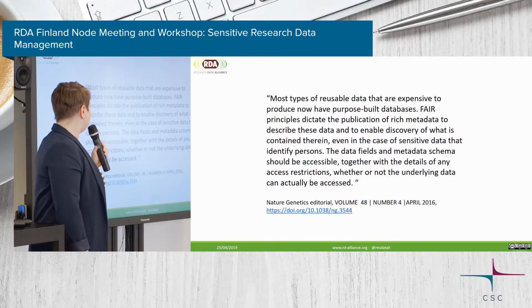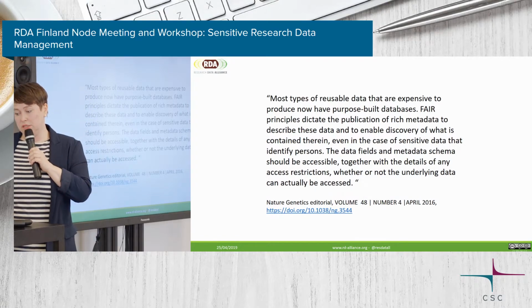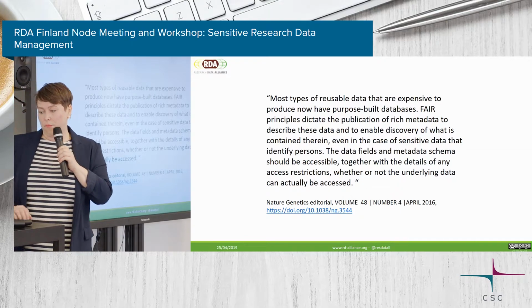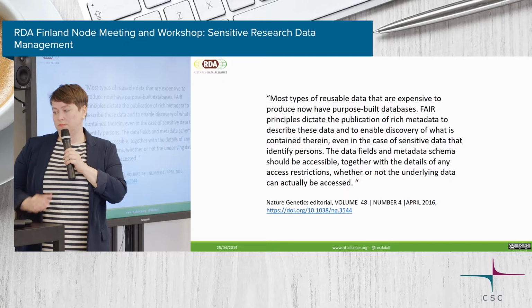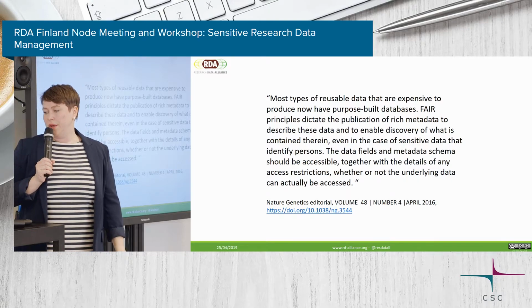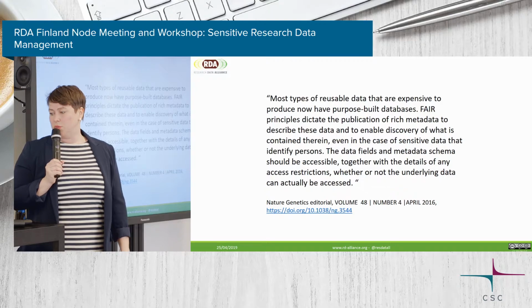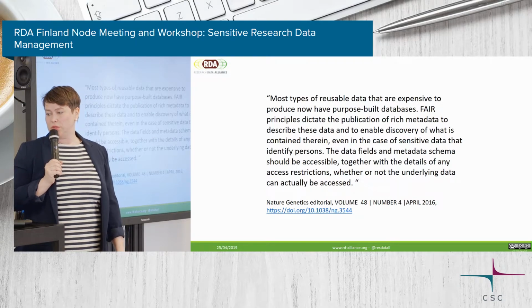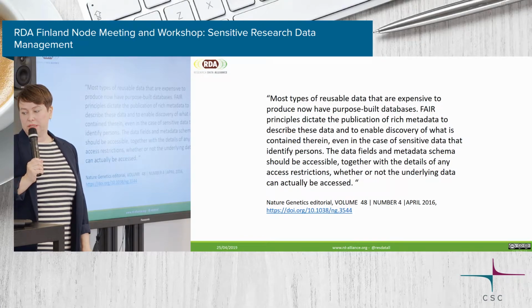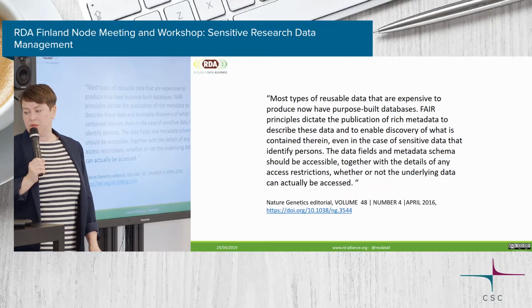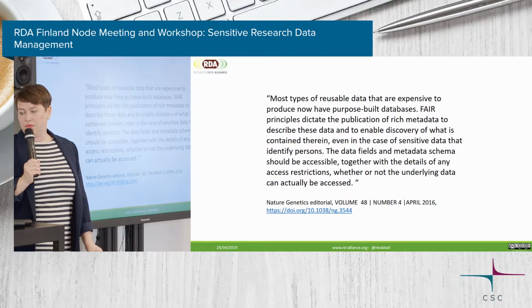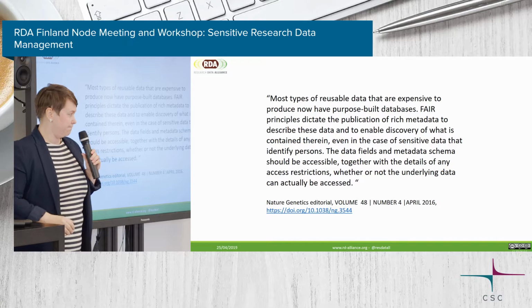And don't just take my word for it. Here's a citation from an editorial in Nature Genetics, which reads as follows: most types of reusable data that are expensive to produce now have purpose-built databases. FAIR principles dictate the publication of rich metadata to describe these data and to enable discovery of what is contained therein, even in the case of sensitive data that identify persons. The data fields and metadata schema should be accessible together with the details of any access restrictions, whether or not the underlying data can actually be accessed.